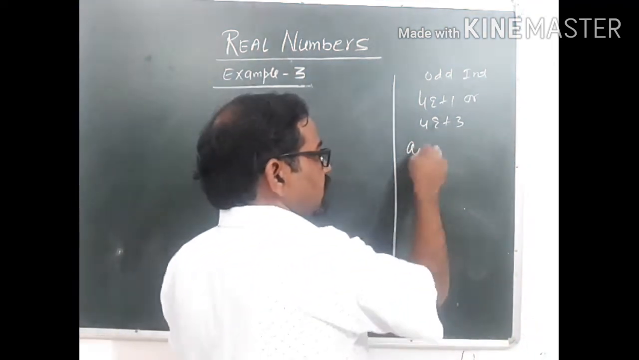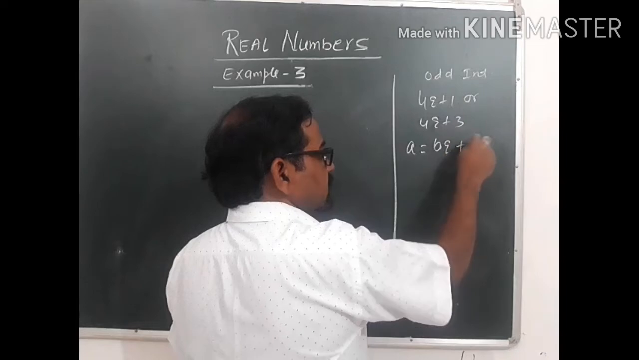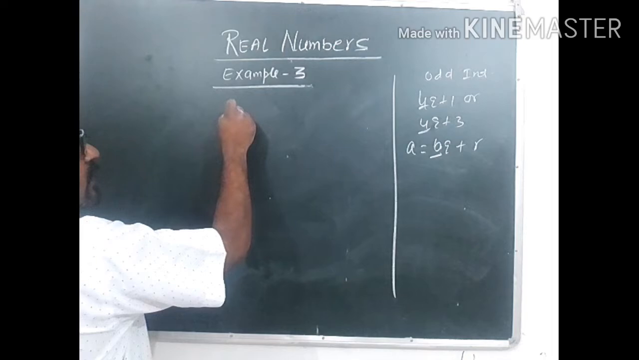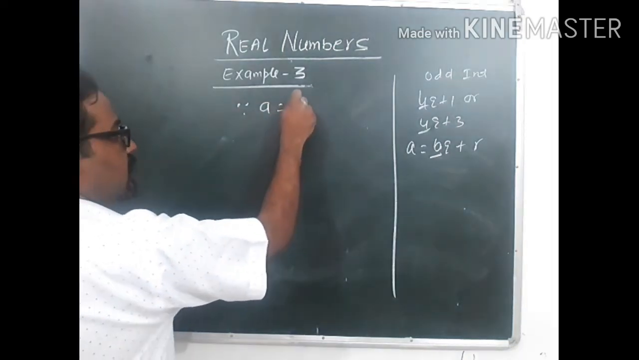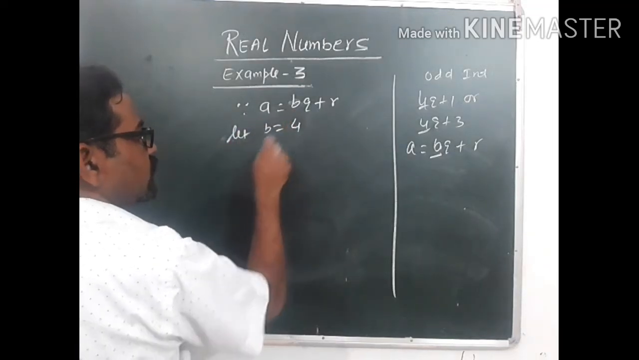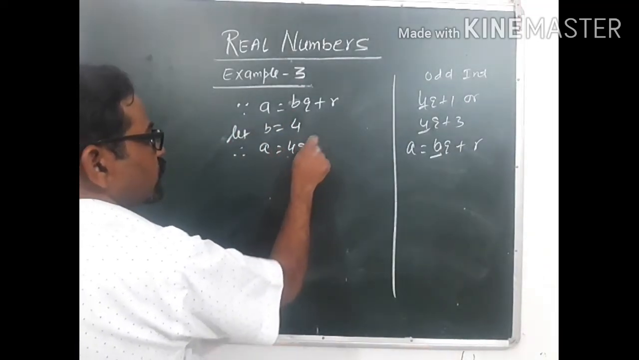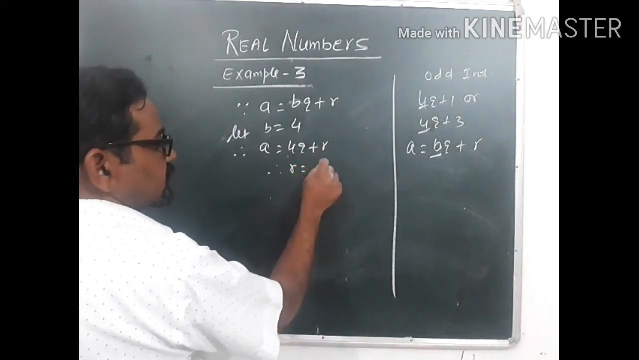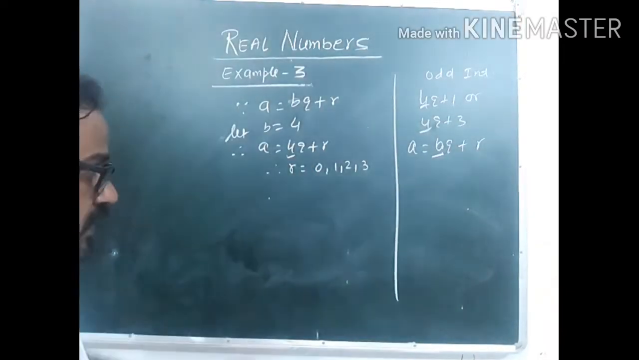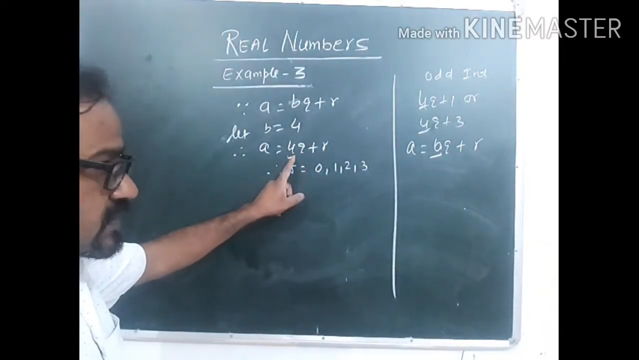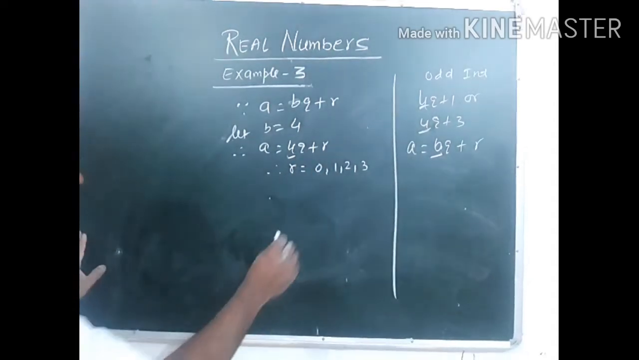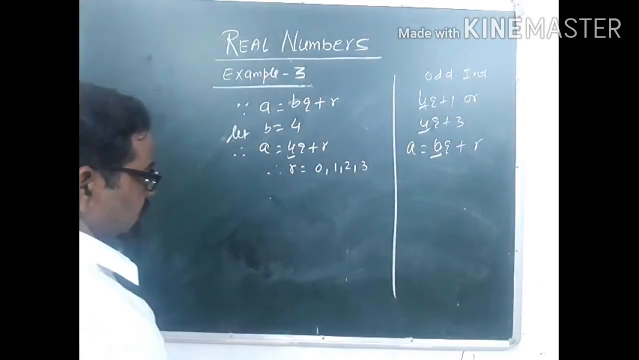Since in Euclid's division lemma we know that a equals bq plus r, compare this. b is 4. So let a equal bq plus r. Let b equal 4. Therefore a equals 4q plus r. So r is 0, 1, 2, 3, less than b and greater than or equal to 0. Less than b means less than 4. Remainder will be less than 4, that is 0, 1, 2 and 3. So here there are 4 cases.